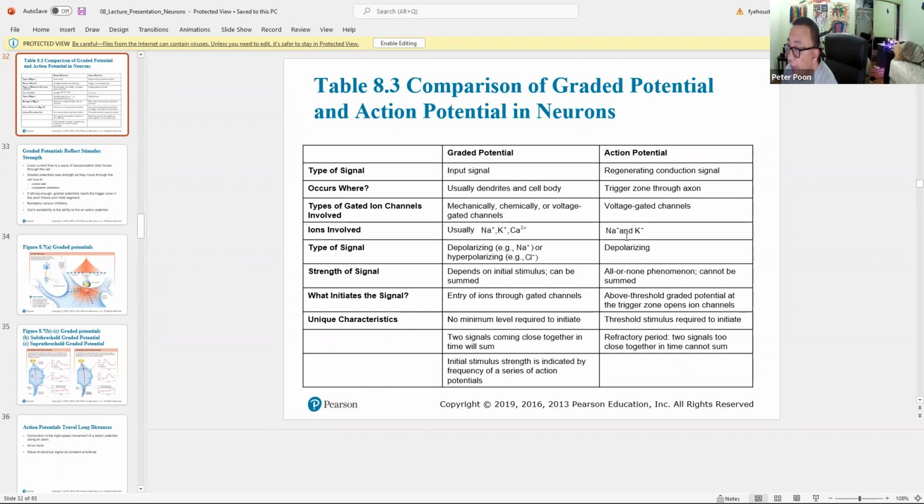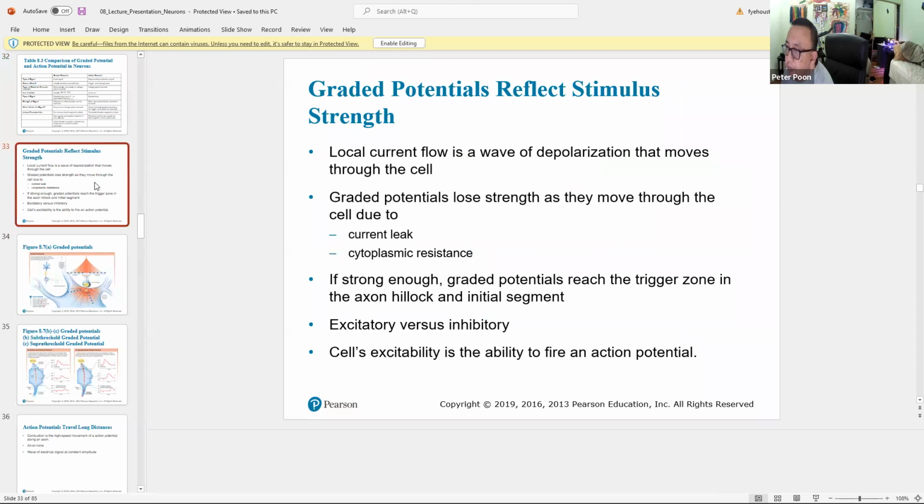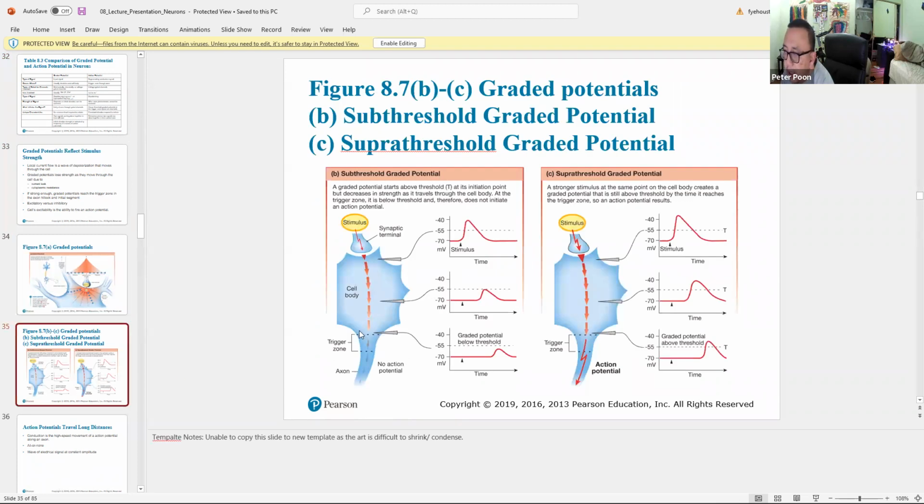I can also use potassium channels. Remember, potassium is on the inside. If I let the potassium channel open, then the potassium rushes out and I hyperpolarize the cell. So what I'm trying to get to is this area right here.